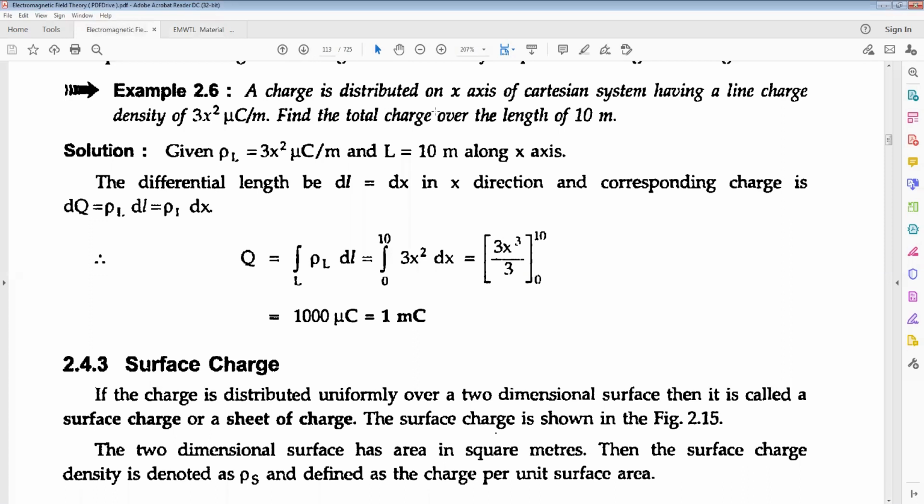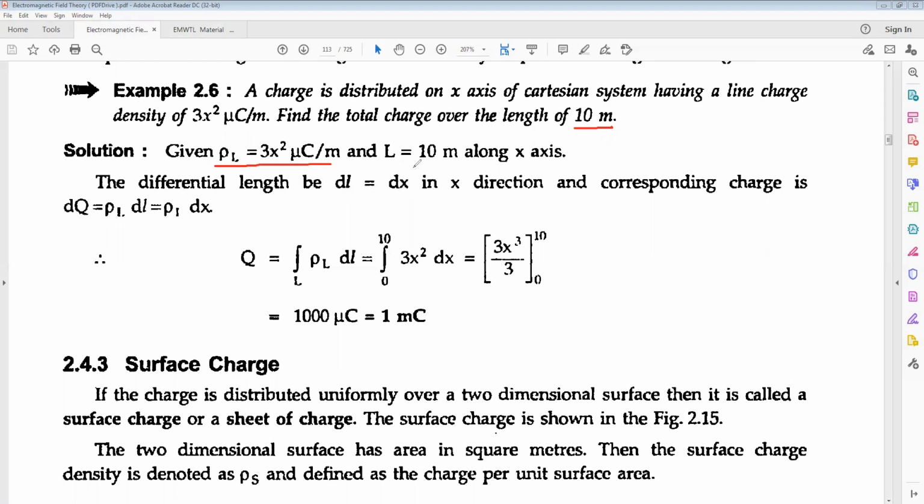A charge is distributed on the x-axis of a Cartesian system, having a line charge density. Line charge density means rho L. Rho L is equal to 3x square microcoulomb per meter. Find the total charge over the length of 10 meters. The differential length dl is equal to dx.